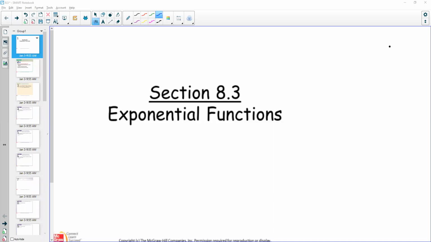Hey everybody, this is 8.3, exponential functions. So we've done compositions, we've done inverses, and now we're moving into the meat of this chapter, which starts with exponential functions.